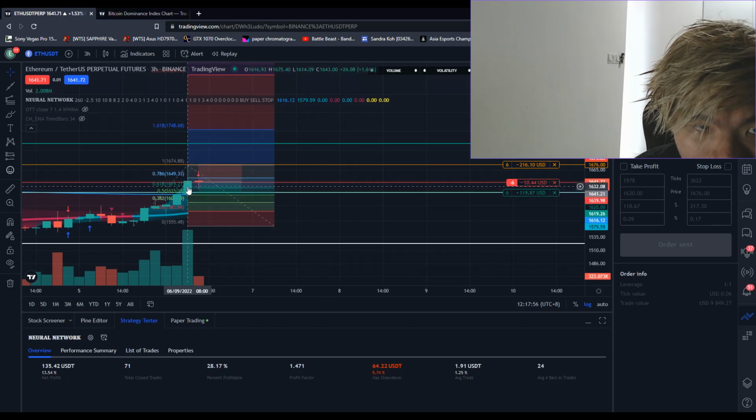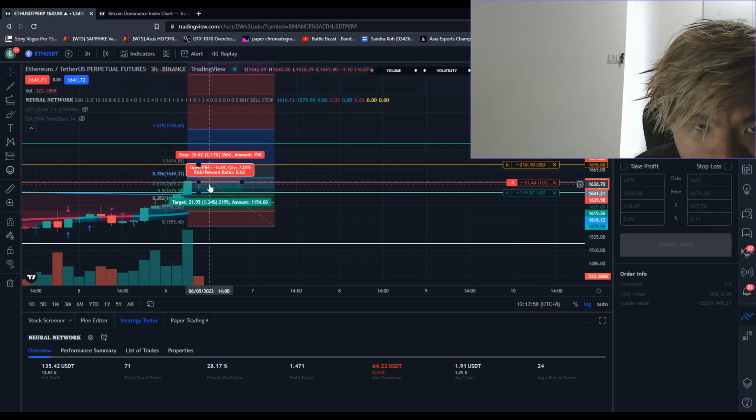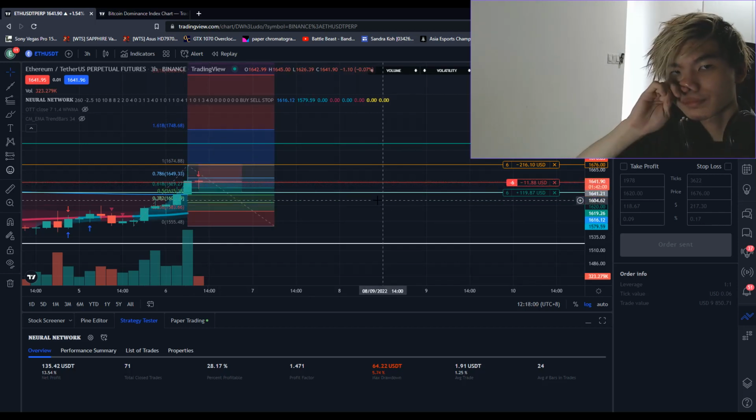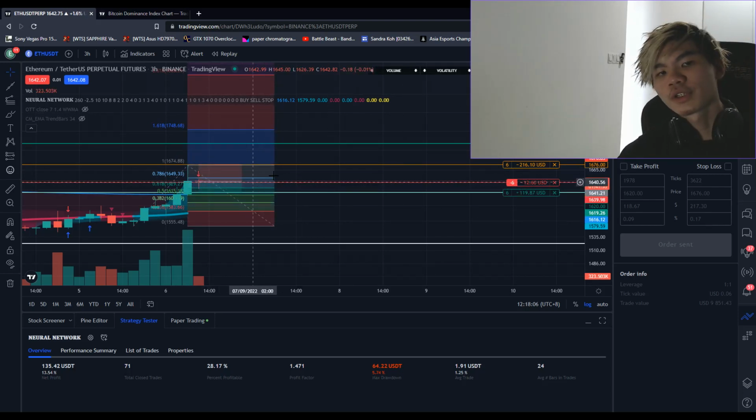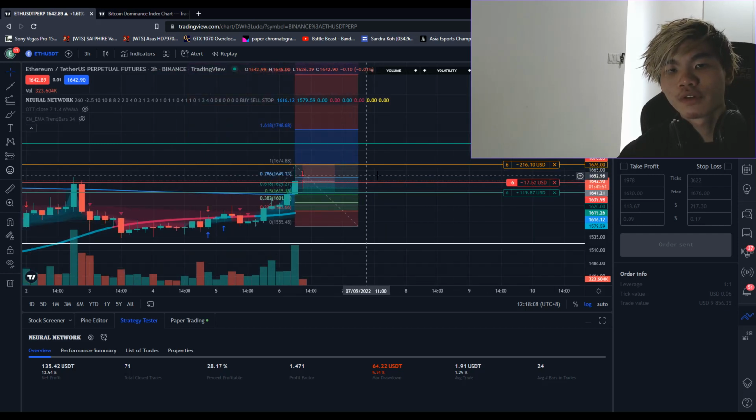We are currently hitting the 0.618. That's why we are seeing some resistance here, and that's why this is still negative. Two things could happen here. We could probably go for long.